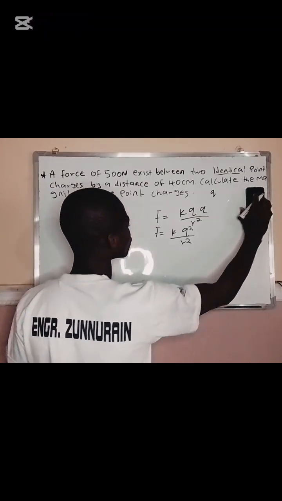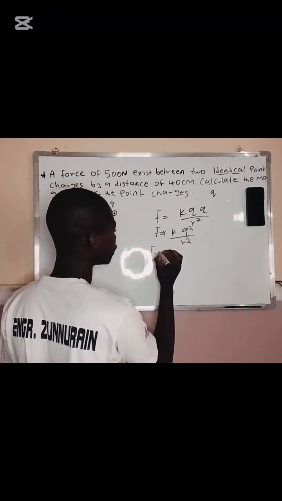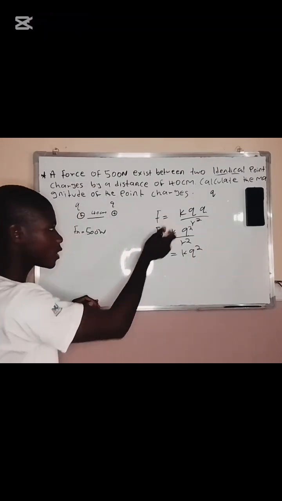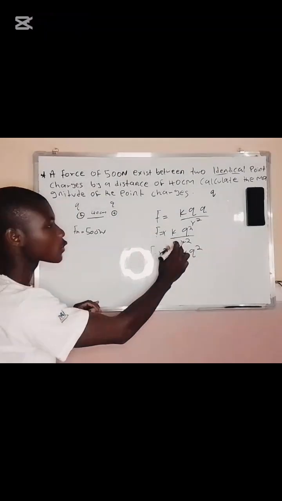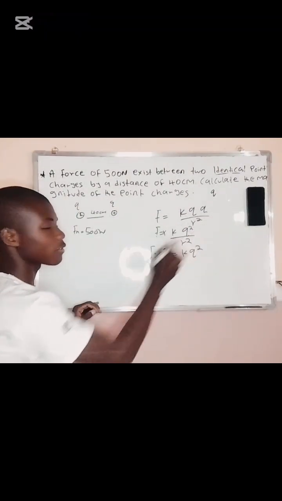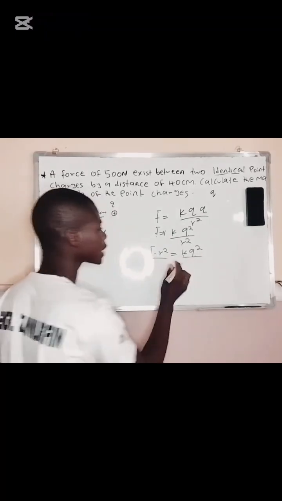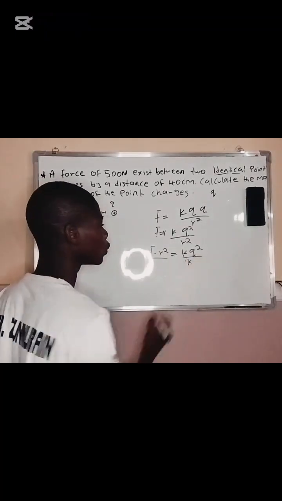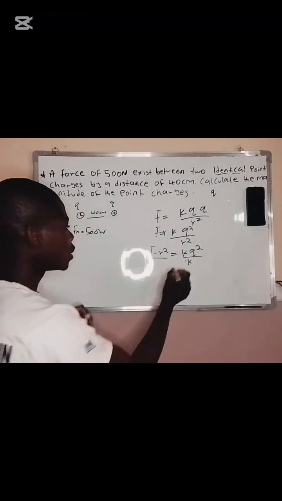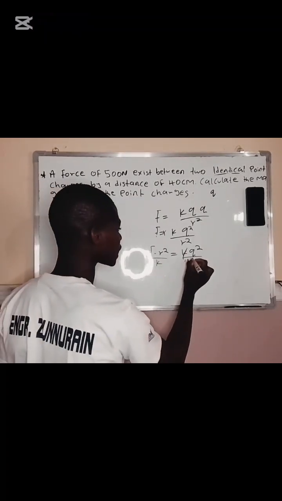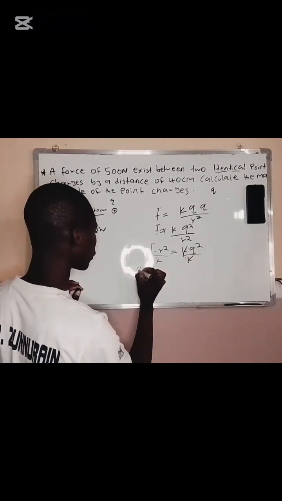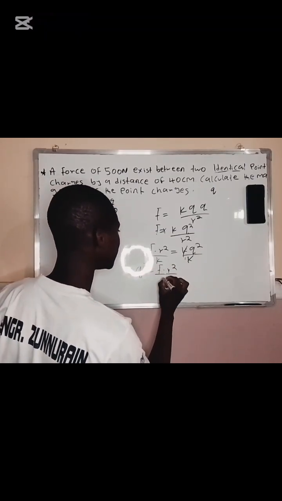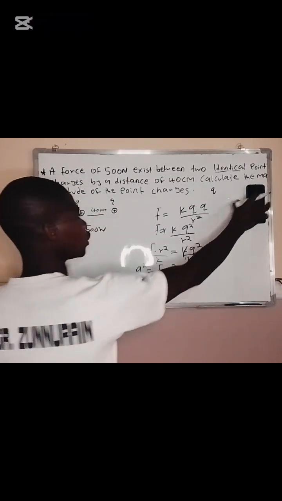So if I cross multiply, F multiplied by R squared is equal to K into Q squared. F multiplied by R squared is equal to K multiplied by Q squared. If I divide both sides by the value of K, because I'm looking for Q only, not Q squared, K will cancel K. So Q squared will be equal to F multiplied by R squared divided by the value of K.